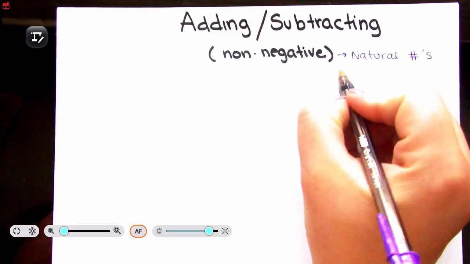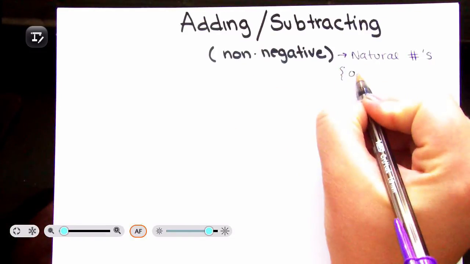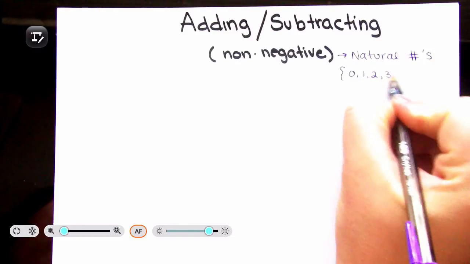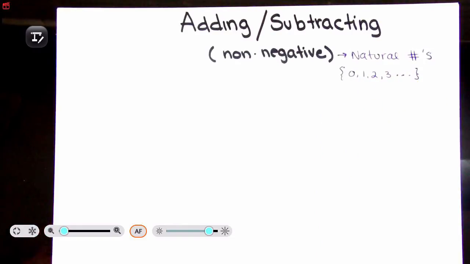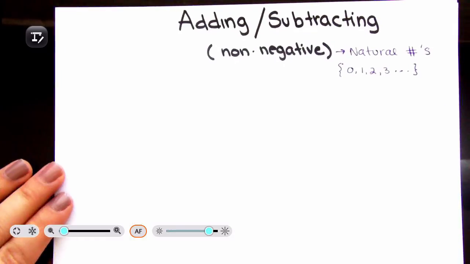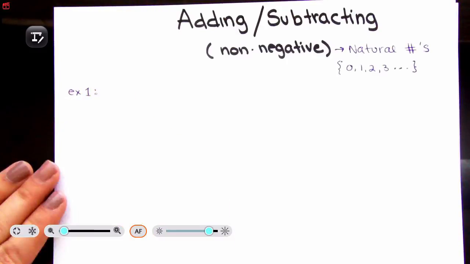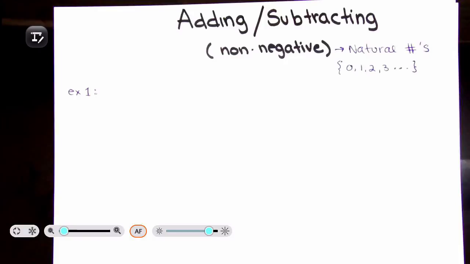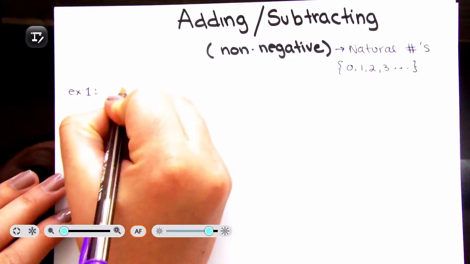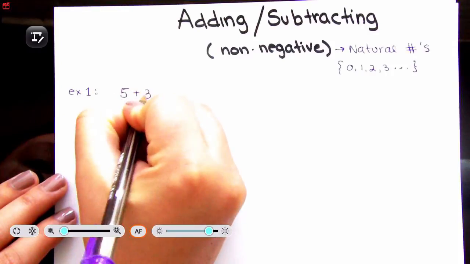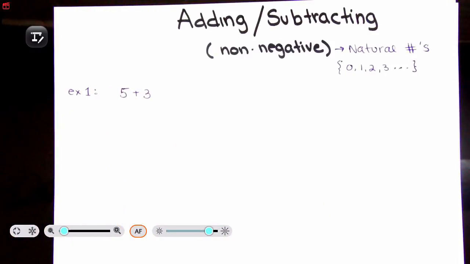So non-negative natural numbers for us, we're going to start with 0, 1, 2, 3, and we're going to continue that and close that off. Okay, so why is that important? It's because we're going to add and subtract these natural numbers. So let's start with example number 1. Let's start with something that I am sure 100% every single one of you did back in elementary school. So we're going to do something like 5 plus 3. So we are adding these numbers.